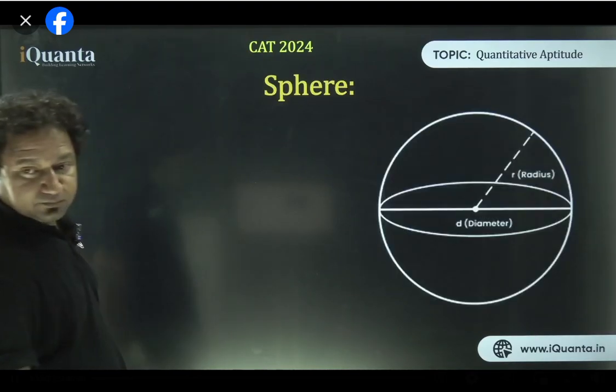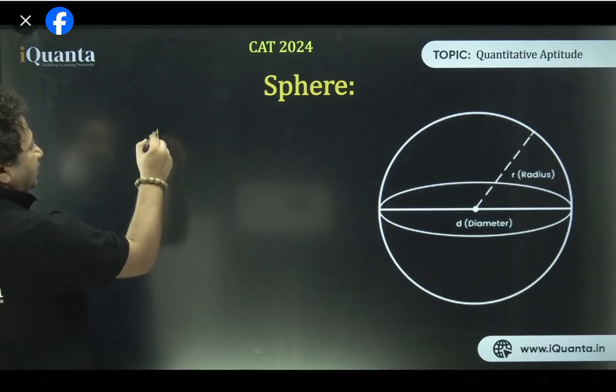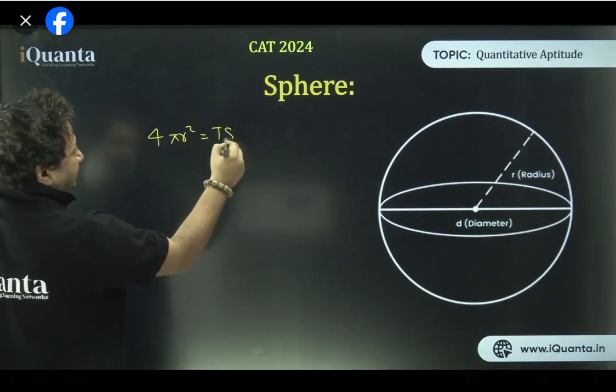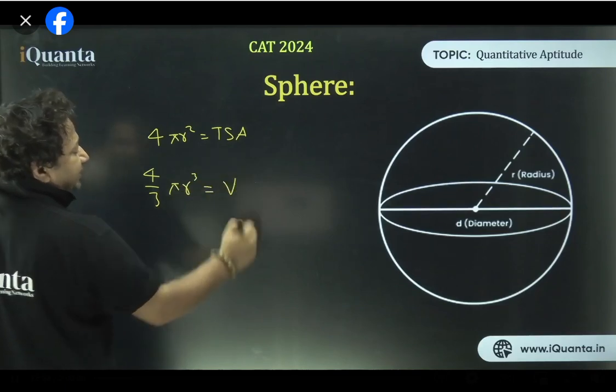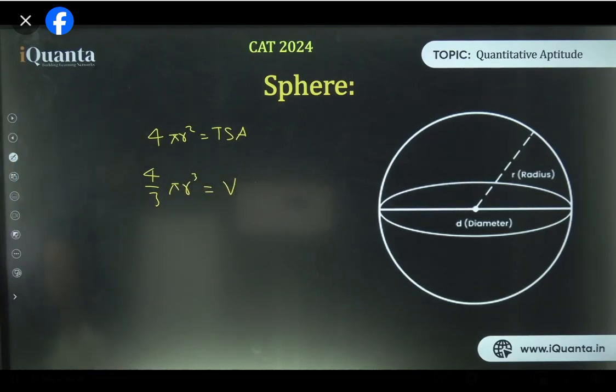Sphere. So the surface area of a sphere is 4 pi r square, and the volume is 4 by 3 pi r cube. We can derive it, but that will be out of scope of CAD. That's why we'll just leave it to the formula. Nishit, I just told you how to remember the formulas. It's just that you have to count the number of points.